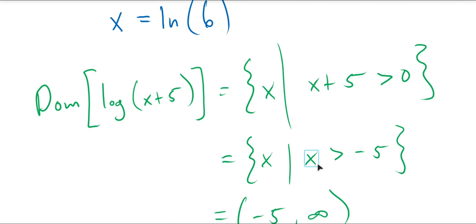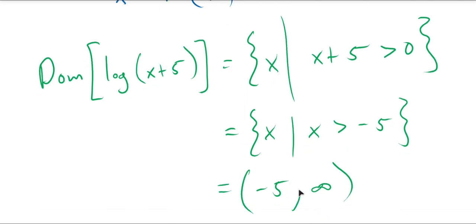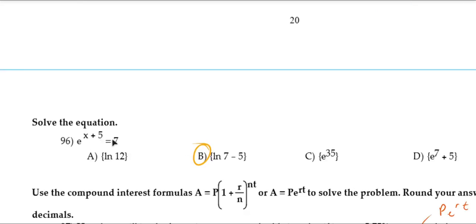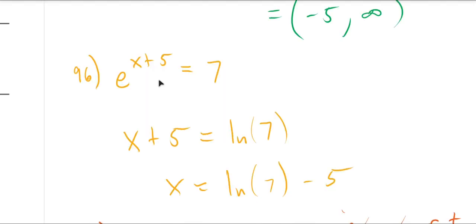Solving this rather simple inequality, we have that x must be greater than -5, and that gives us the following interval as our domain. Question 96 wants us to solve this equation. This exponential equation we cannot evaluate using our like bases trick because there's no nice way to write e in terms of 7. Instead, what we want to do is take the log of both sides.